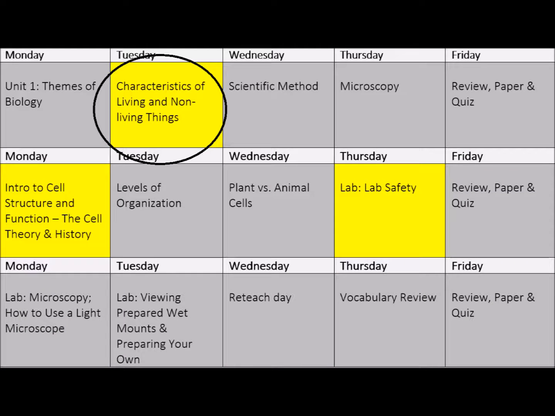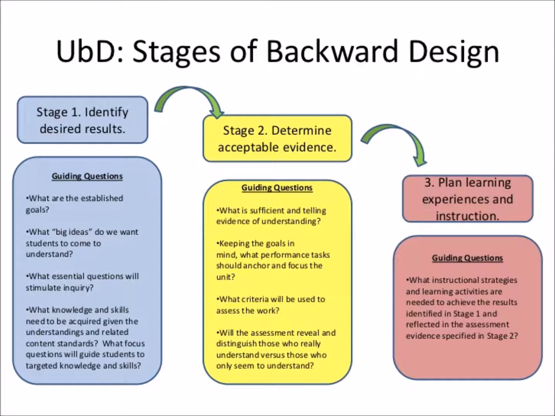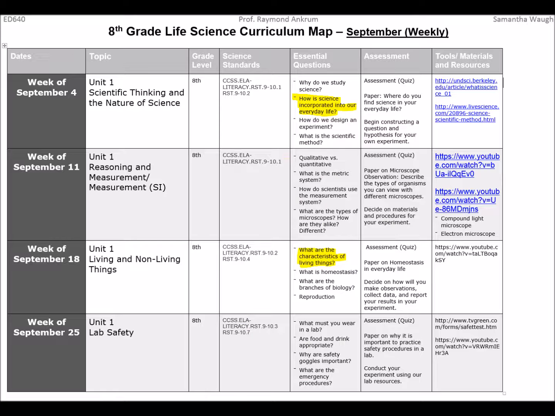This meta-analysis is based on Lesson 2 from my month-long unit plan on the themes of biology. I used my curriculum map to plan backwards, implementing the three-stage process of understanding by design, which enabled me to devise a lesson plan that will accurately assess student understanding through clear learning goals and standards-based lesson planning.